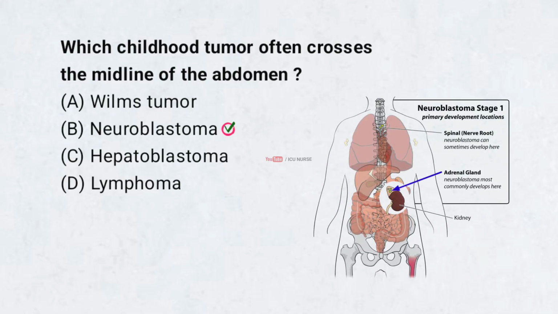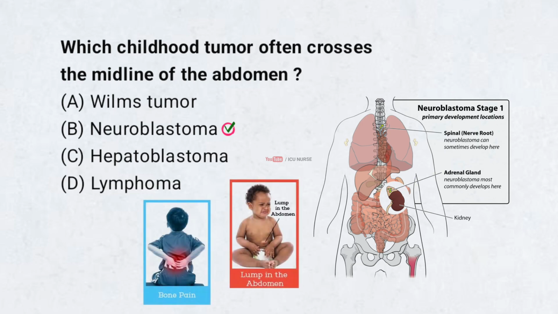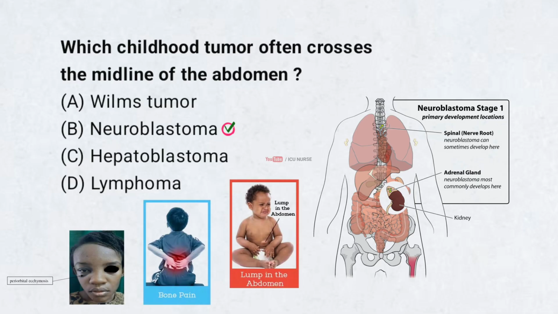Neuroblastoma often arises from adrenal glands and crosses the midline. It can present with abdominal mass, bone pain, or periorbital ecchymosis. Urine VMA levels help in diagnosis.